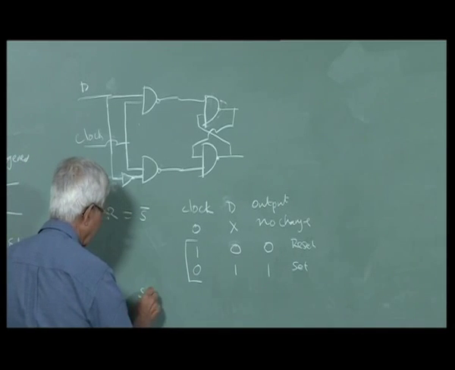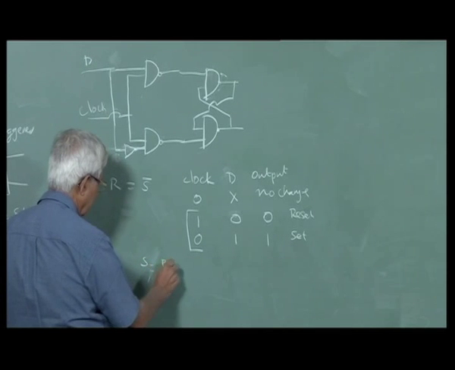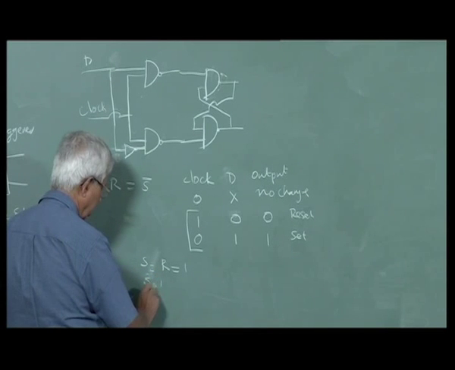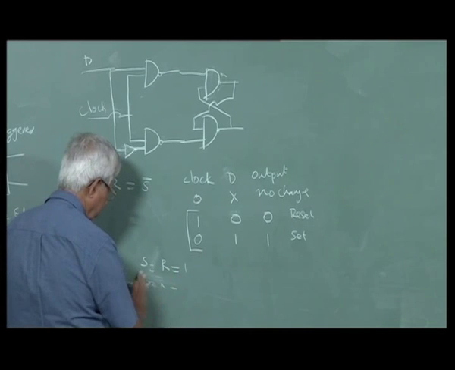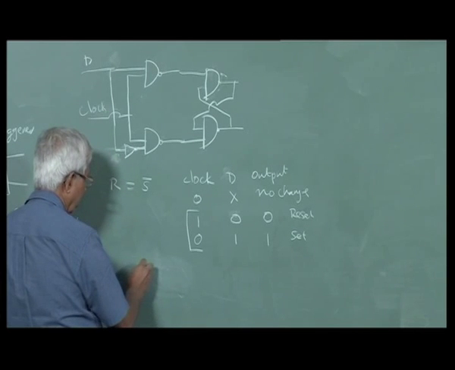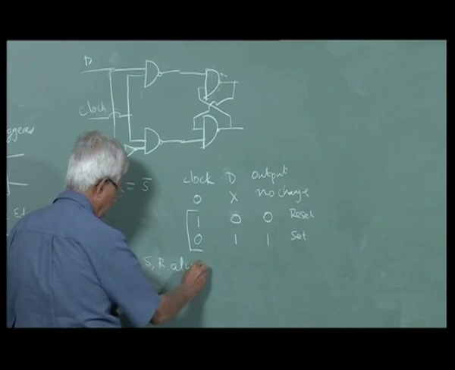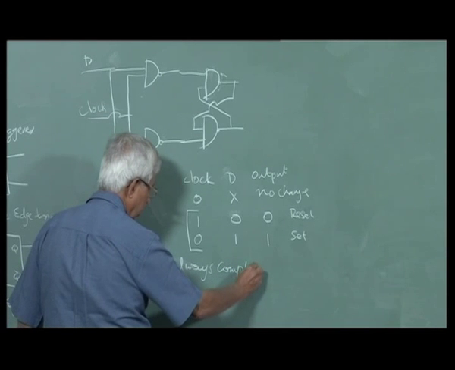S and R, R bar, S bar, the 0-0 condition will not occur. That means we are having S and R always complementary. This is called a D flip flop.